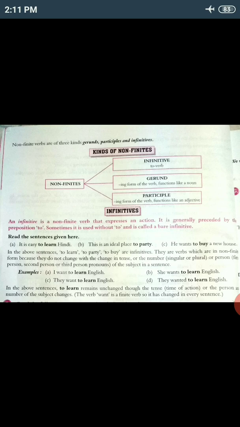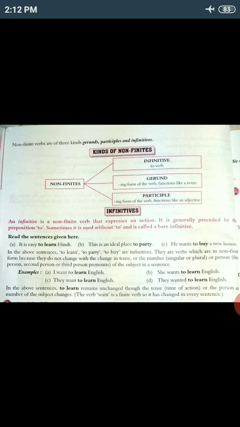Infinitives are those non-finite verbs that express an action. And one more hint I would like to give you, students, to identify infinitives is that it comes with the preposition to. Though sometimes it is used without to also, but most of the time it is used with the preposition to. And whenever we have infinitives, there is to with the first form. All right, to learn, to buy, to see. We don't say to saw, to walked, we say to walk.